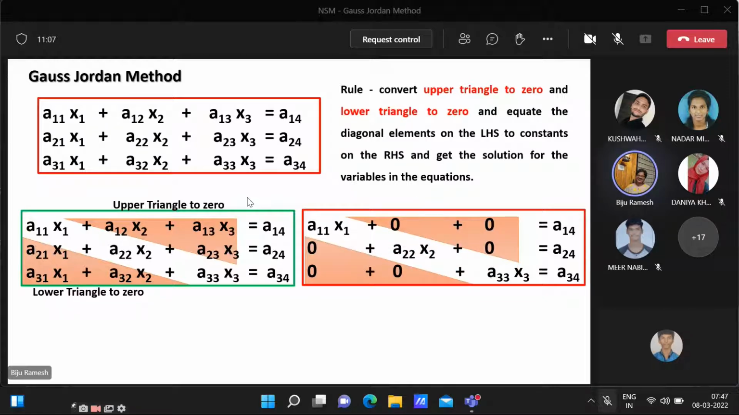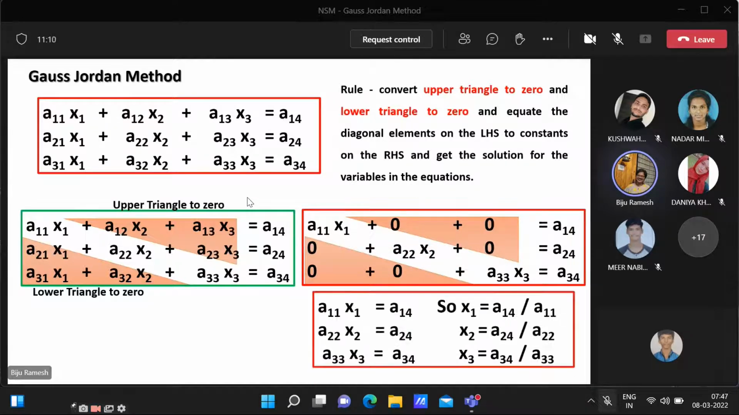You got the 0 in the upper triangle and the lower triangle, and you will equate LHS to RHS. A11 x1 is equal to A14, and from here you will get the value of x1 as A14 divided by A11. The same way A22 x2 will be equated to A24, so you will get the value of x2 as A24 divided by A22. And A33 x3 is equal to A34 you will equate, and you will get the value of x3 as A34 divided by A33. This is what you studied.